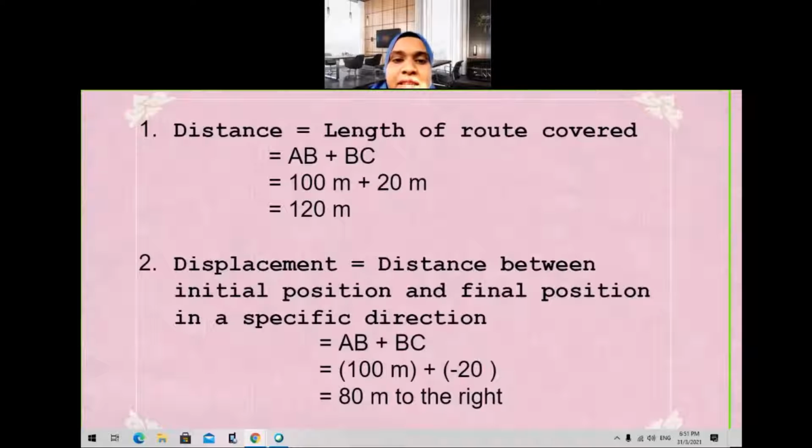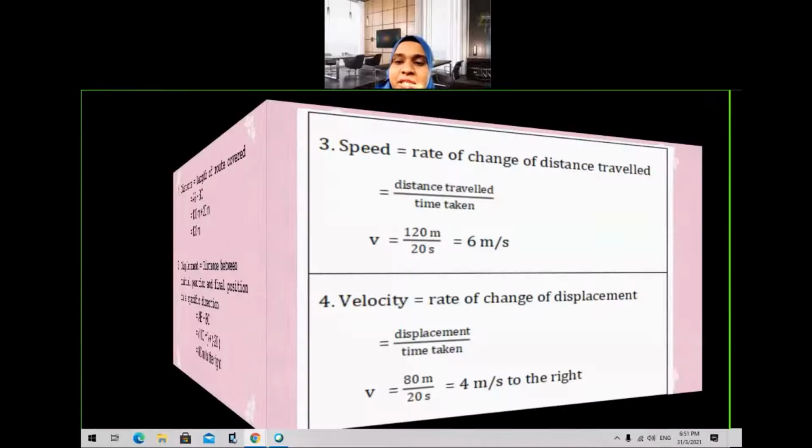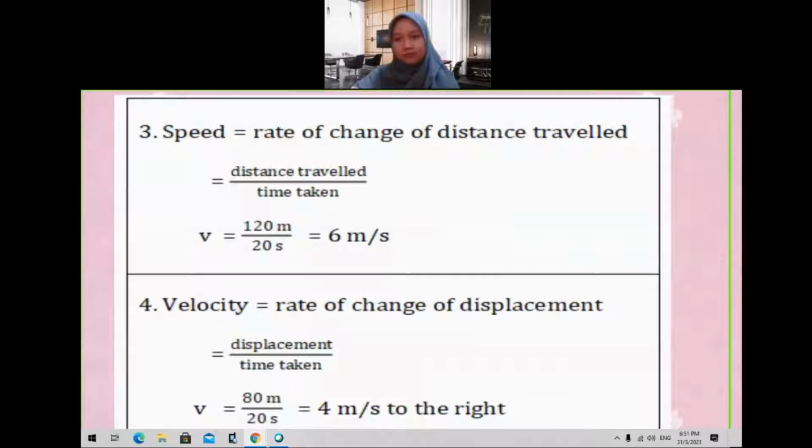And for the displacement, displacement is the distance between the initial position and the final position in a specific direction. In this case, you have to consider the distance AB, same as before, plus BC, but this is in the opposite direction, so you do 100 meters plus negative 20 meters. So you will get 80 meters to the right. Next.